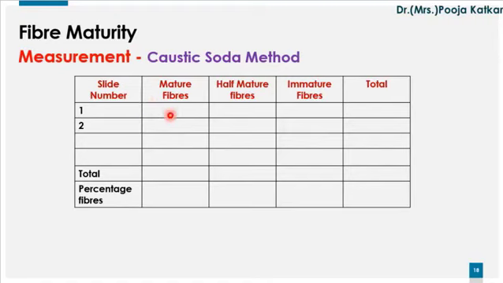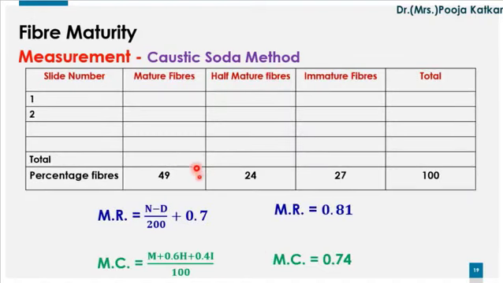You can go on giving tally marks based on the type of fibers recorded. Then you can calculate total number of fibers in each case: total number of mature fibers, half mature fibers and immature fibers. Then you calculate percentage number of fibers. Here I have given one example. Suppose there are 49 mature fibers, 24 half mature fibers and 27 immature fibers. Since these indicate percentage, the total will be 100.